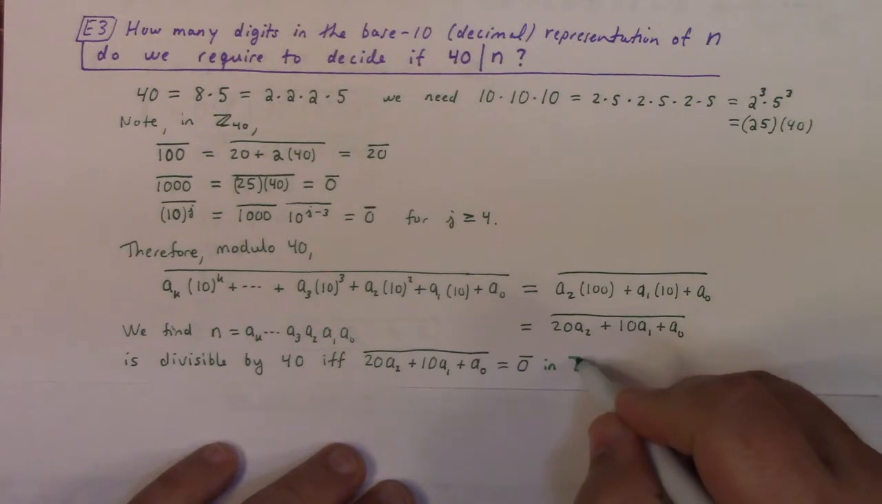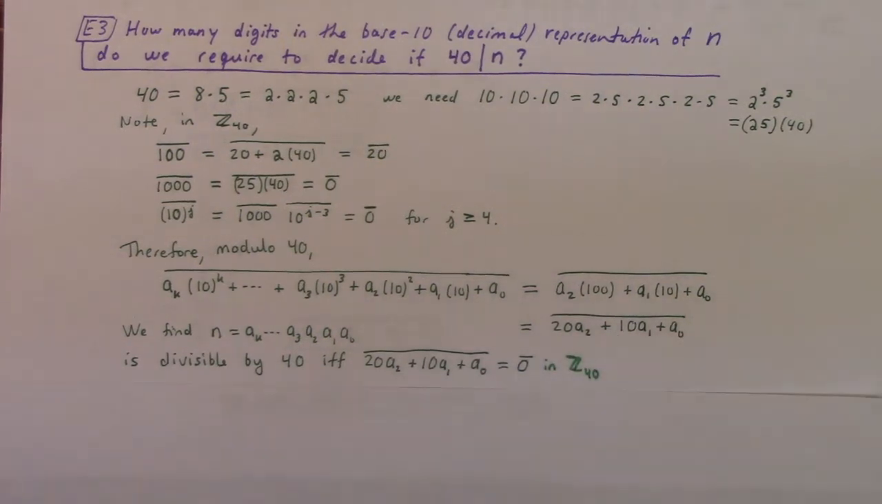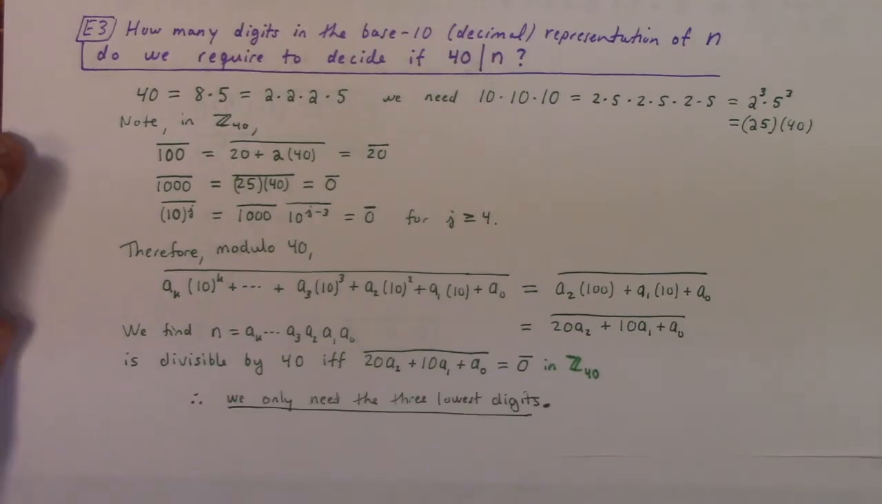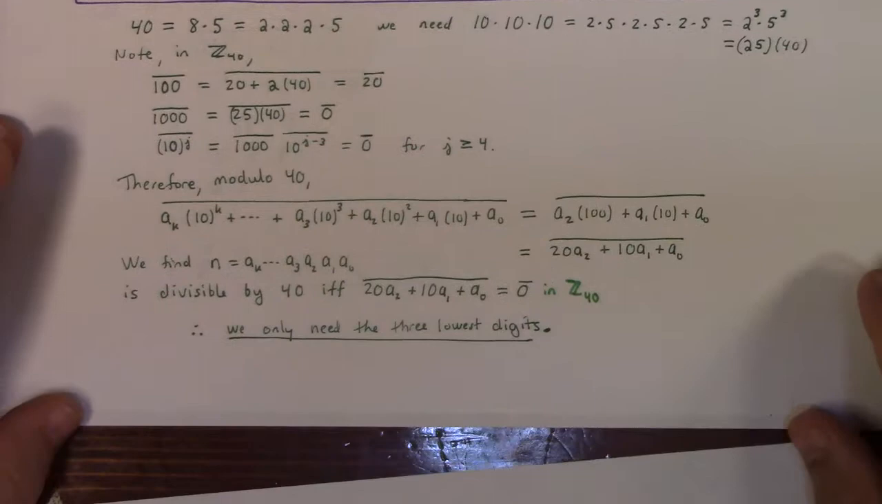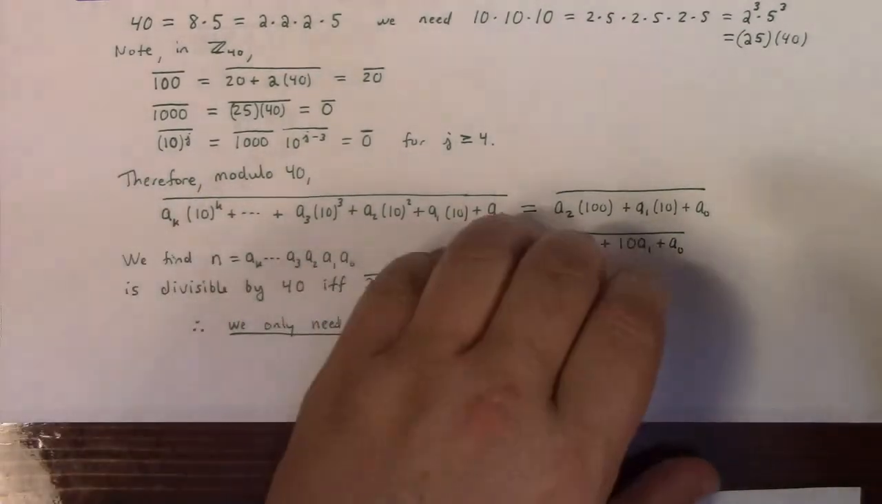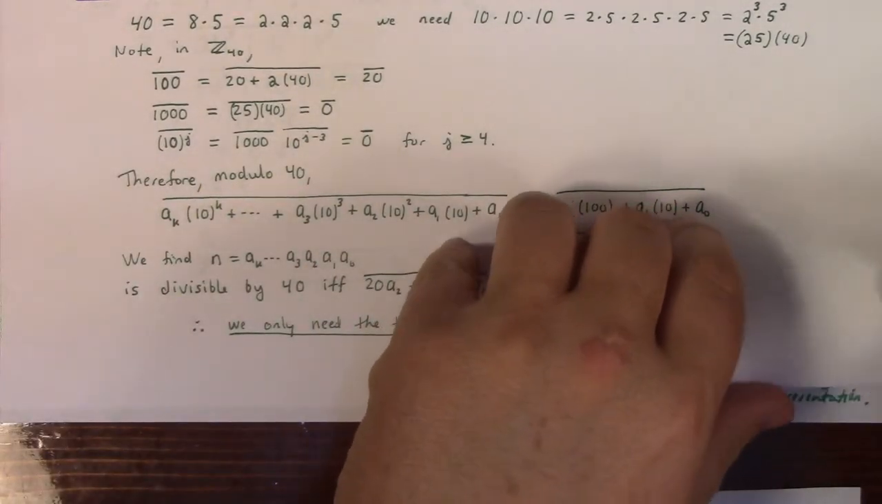So it's kind of neat. In other words, all you need to do is to check if 20 times a2 plus 10 times a1 plus a0 is congruent to 0 mod 40, right? So, long story short, we only need the 3 lowest digits to decide if a number is divisible by 40. So it's kind of cool. Let's look at another example.